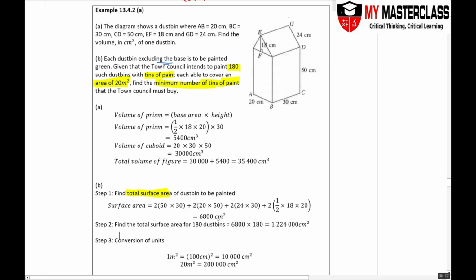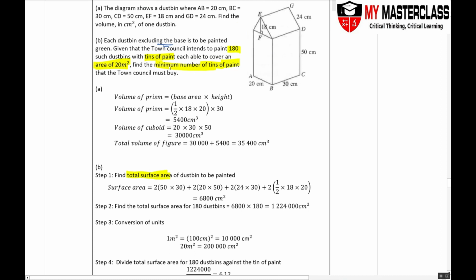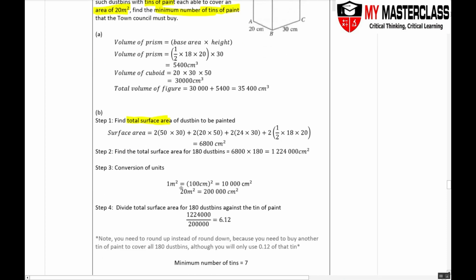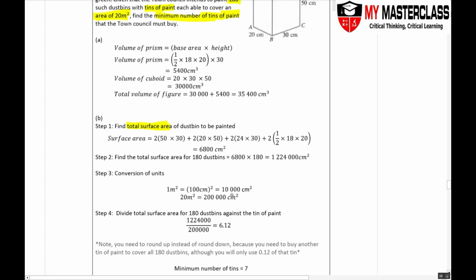Then next, if I want to paint 180, how much do I need, right? So now we find how much paint we need in total for 180. Just take this value here, multiply by 180, you get 1,224,000. Then because the area for the tin of paint is given in meter square, I need to convert this to cm square. If you remember your conversion from meter square to cm square, you just square it: 1 meter is 100 cm, so I square, 100 square is 10,000. So 1 meter square is equivalent to 10,000 cm square. If I have 20 meters square, I just multiply by 20, and I will have 200,000 cm square worth of paint in one tin.